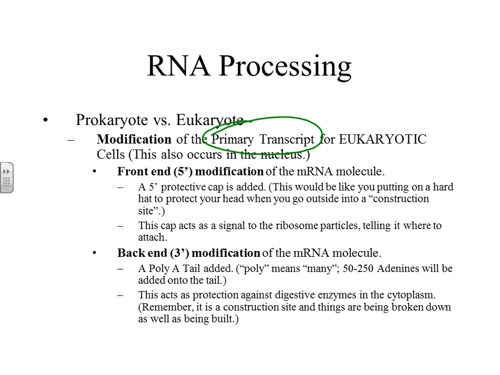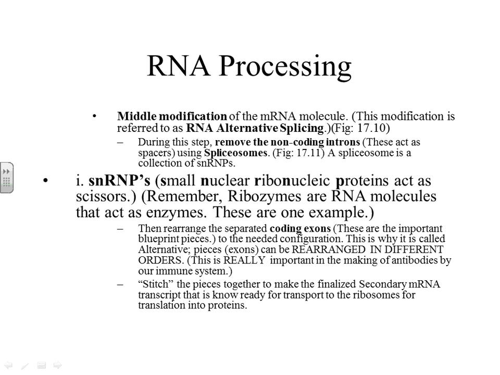And then other than that, we also do some middle modification. And this is where what gets taken out? The introns. Remember, some of your DNA, depending on the situations in your body, certain nucleotides don't actually code for anything. And those need to get removed before translation. Those pieces that don't code for anything are called what? Introns. The pieces that do code for something are called exons. So during processing, the introns get taken out and the exons get put back together.